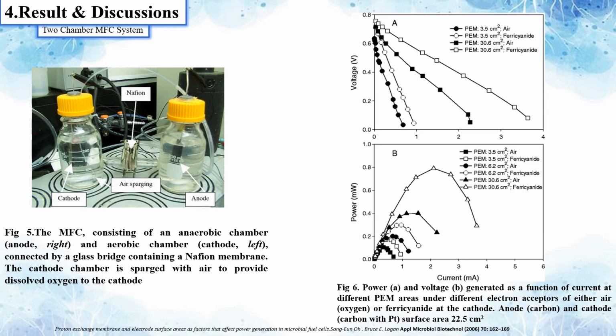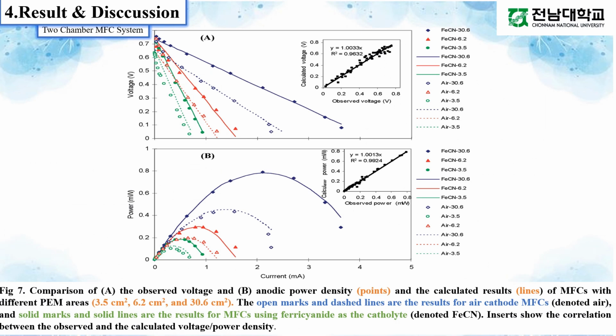Figure 7 shows the comparison of A, the observed voltage, and B, anodic power density, points, and the calculated results, lines, of microbial fuel cells with different PEM areas: 3.5 centimeters square, 6.2 centimeters square, and 30.6 centimeters square. The open marks and dashed lines are the results for air cathode microbial fuel cells, denoted air, and solid marks and solid lines are the results for microbial fuel cells using ferrocyanide as the catholyte, denoted Fe. The obtained results are discussed in Table 2.